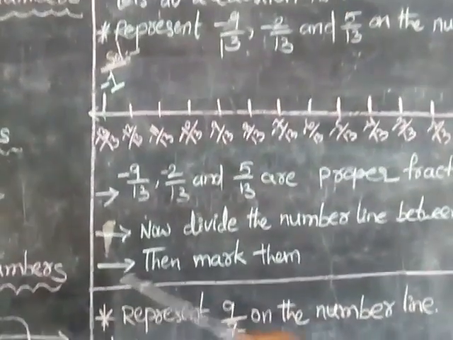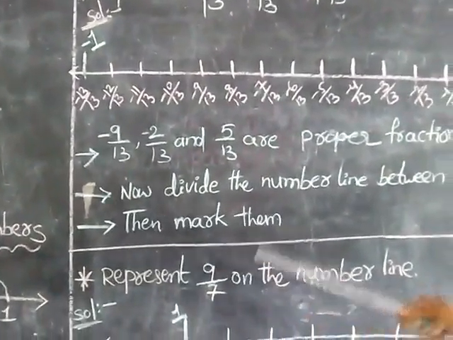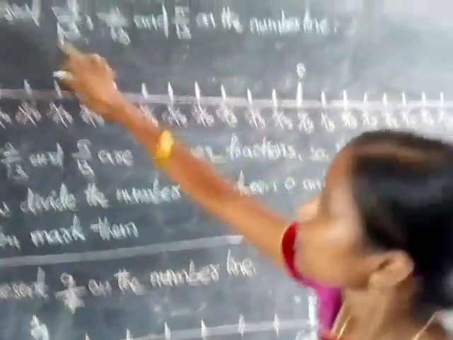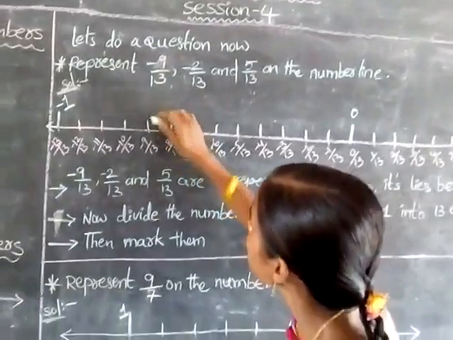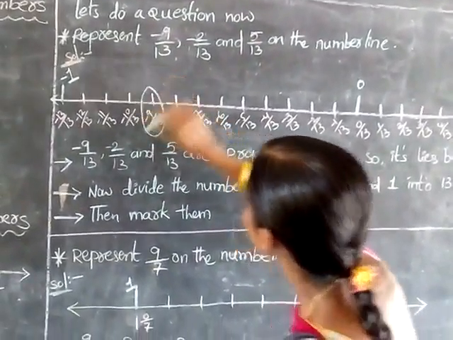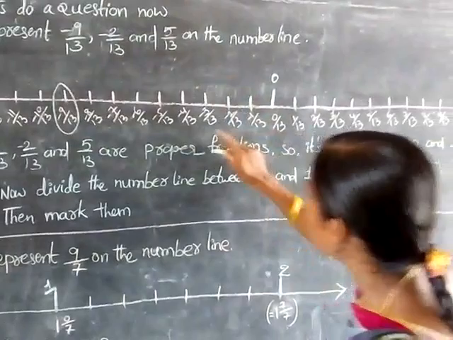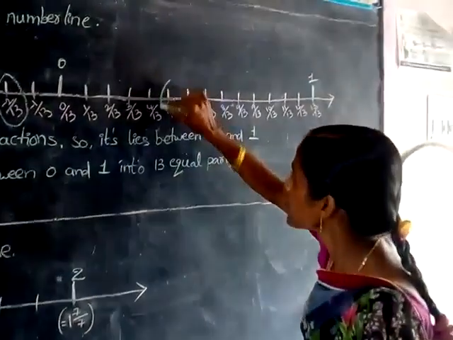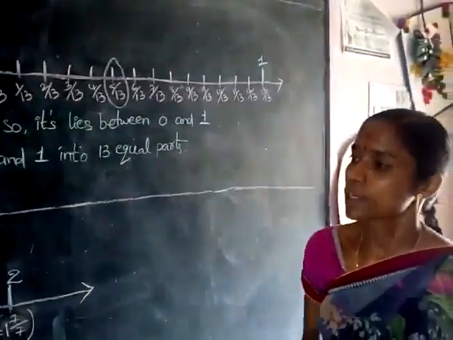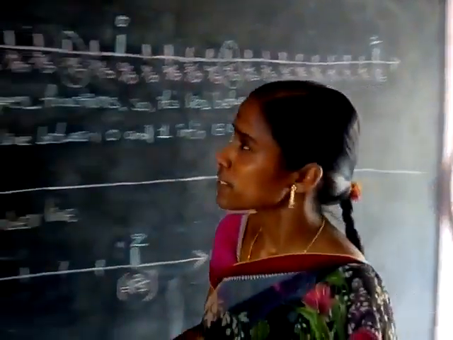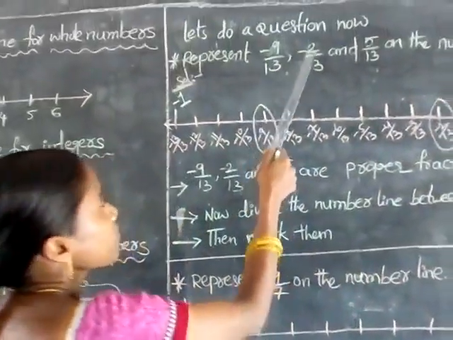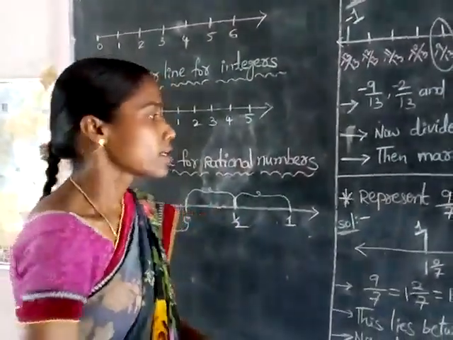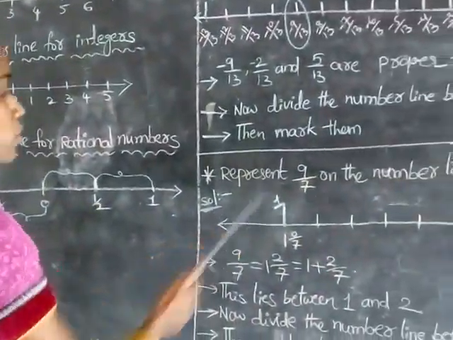In step 3, you have to mark the numbers which you want. Now we have to represent minus 9 by 13, then minus 2 by 13, where is it? Then 5 by 13. In this way we represent minus 9 by 13, minus 2 by 13 and 5 by 13 on the number line. So let's do one more question.